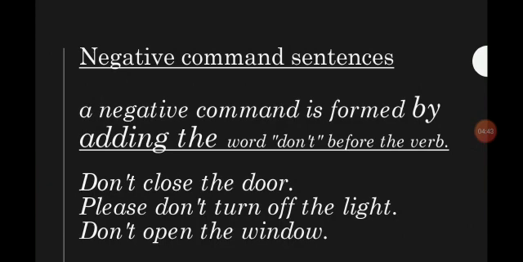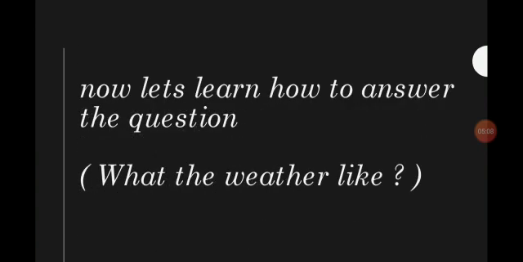Number 2, please don't turn off the light. In a positive command, we use turn off the light. But in a negative command, we add don't before the verb. So please don't turn off the light. Don't open the window. Also here a negative command because we have don't. Don't make a sentence in a negative. So this is a negative command.